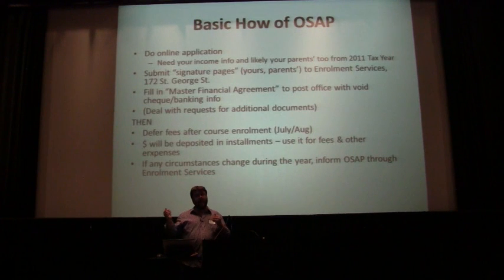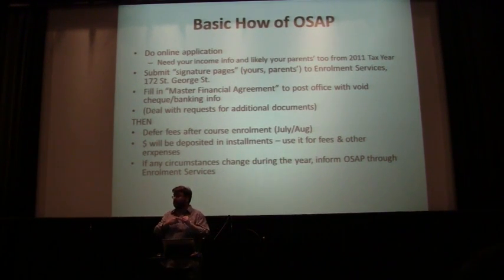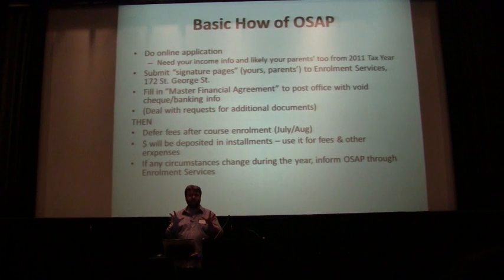You'll get to the end, and they'll ask you to print out two things. Signature pages, because this is a loan, so while nearly everything's electronic, they need an actual physical signature on an actual physical piece of paper from your parents or guardians, and you deliver those to enrollment services here on campus. And the second thing is a master financial agreement, which you only have to fill in once. Basically you're just telling OSAP what your banking information is, so they'll automatically put the money into your account when you are coming into registration period at the beginning of classes.